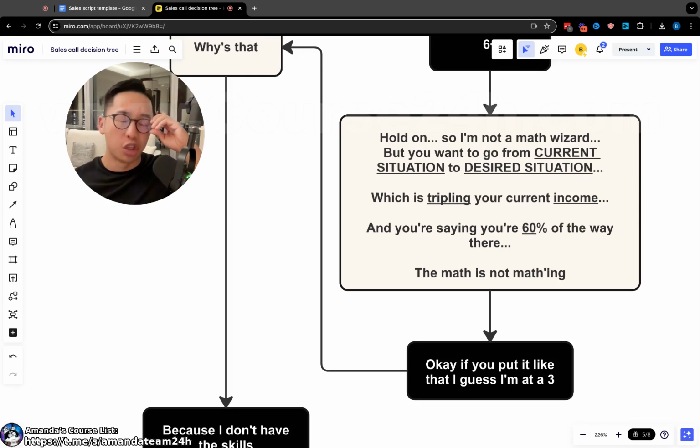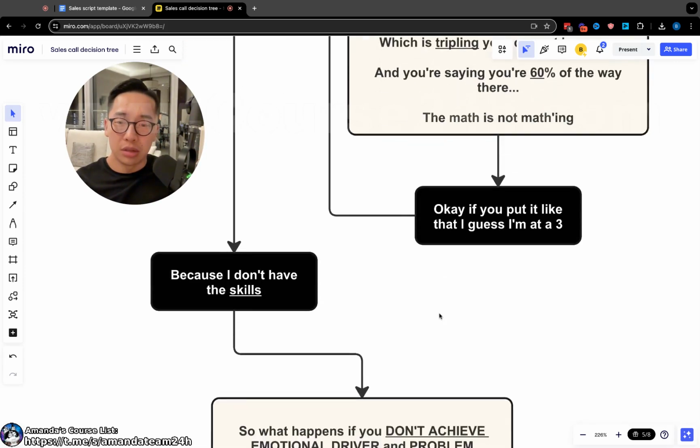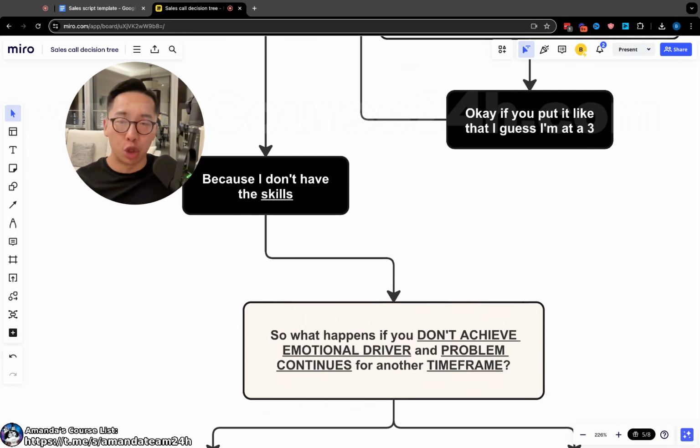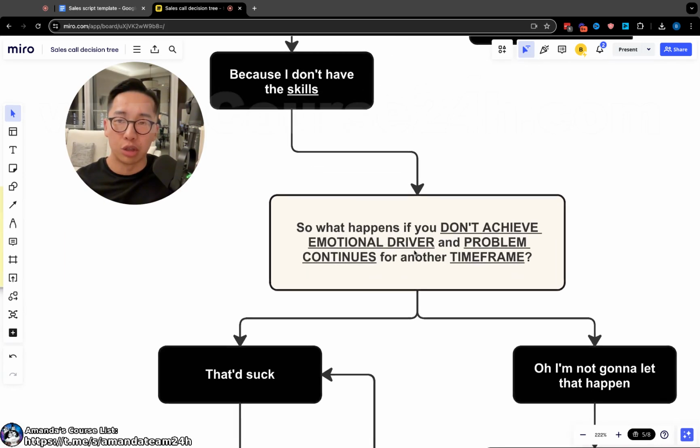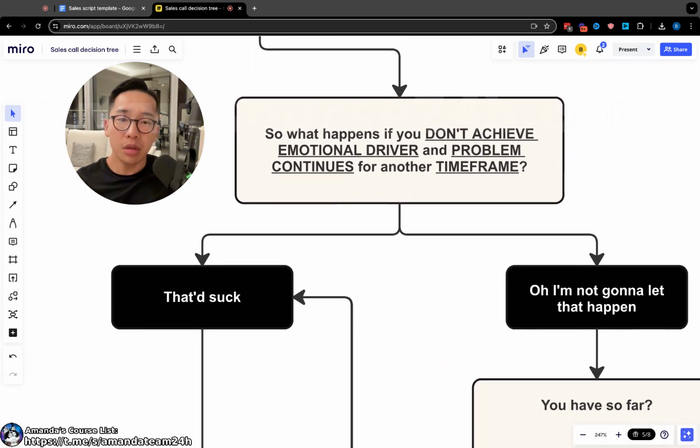Okay, so for whatever you sell, have the super technical things you know for a fact that they have no idea how to do. Have those go-to ones in your back pocket. And then they'll say, yeah, because I don't have the skills, I don't know how to do that, I'm just far away. So what happens if you don't achieve the emotional driver and the problem continues for another time frame?